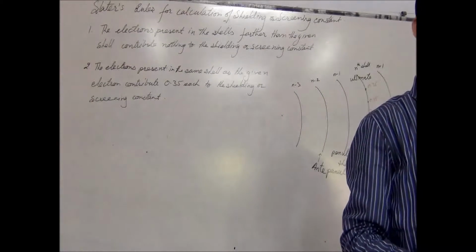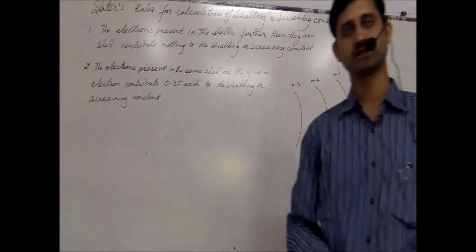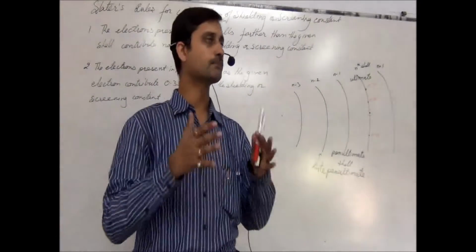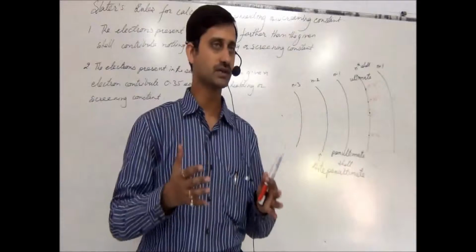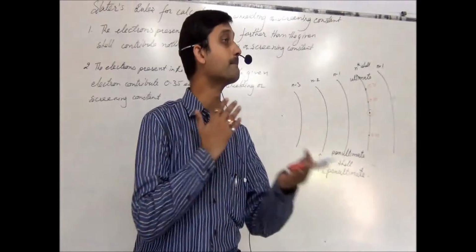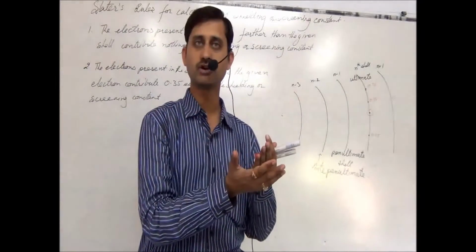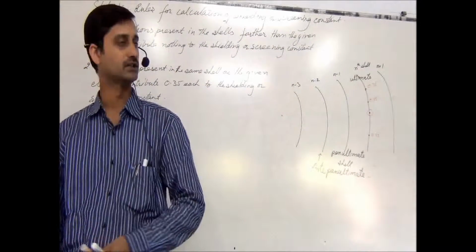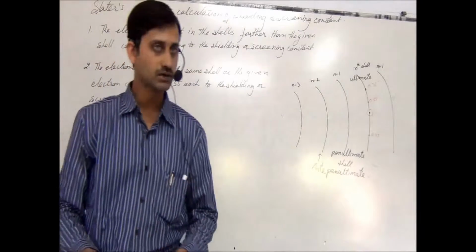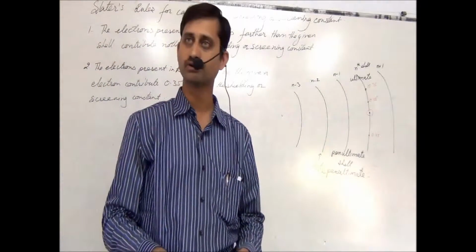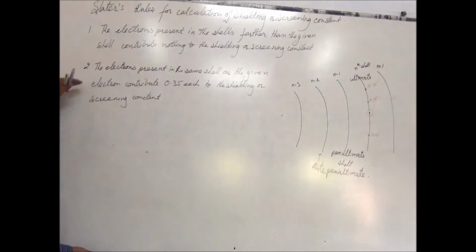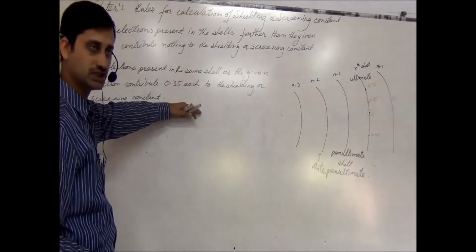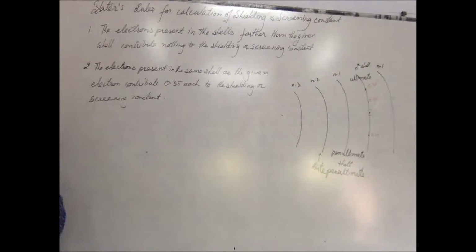Be very clear, the shielding or the screening constant happens to be a dimensionless quantity. It does not have any dimensions. So these are pure numbers. These numbers are not to measure something, they are just to compare something. So the shielding or screening constant in itself has no meaning unless it has been compared with some other value. Is that okay? So the electrons present in the same shell as the given electron contribute 0.35 each to the shielding or screening constant.